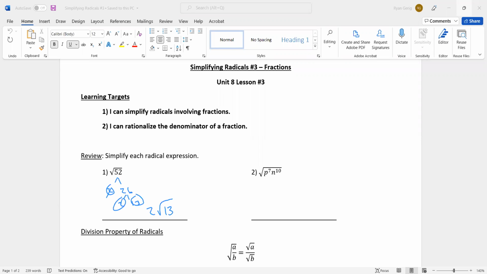Okay, p to the 7th, n to the 10th, I split those up. P to the 7th, it's odd, so I'm going to go with the even number right below it. So 6, and half of that is 3 with a leftover p. And then n to the 10th is even, half of 10 is 5, so that's n to the 5th. So p to the 3rd, n to the 5th, radical p. All right. So that's just a little review of stuff we've done so far, lessons 1 and 2.